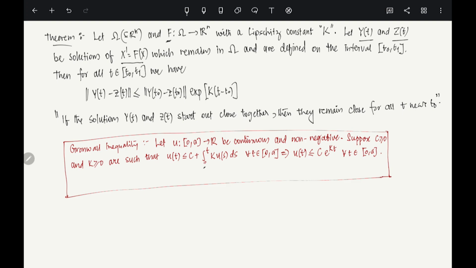So why Lipschitz continuous and C1? Does Lipschitz continuity imply C1? Of course not, because f(x) equals mod x, as you know, is Lipschitz continuous in R, but it's not going to be C1 in R. Okay. So with this, I am going to end this video.